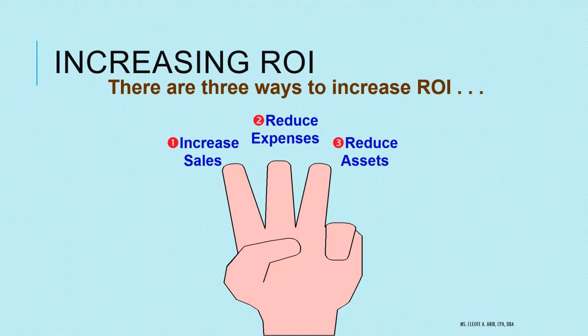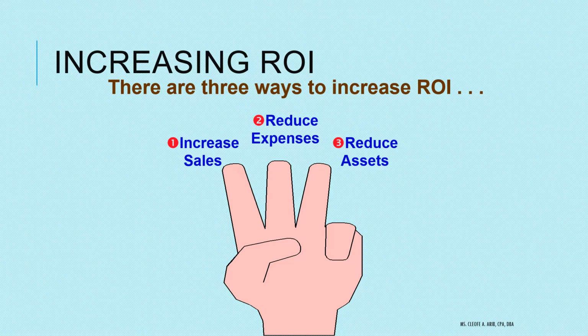Bakit tataas din yung margin mo? Say, for example, expenses are still the same, and then you get to increase your sales, then of course, your net operating income will increase. If you don't want to increase your sales, another way to increase ROI is to reduce expenses. And the third one, if there's nothing you can do with sales and expenses, then you can reduce the amount of invested assets. Or you can do all three.